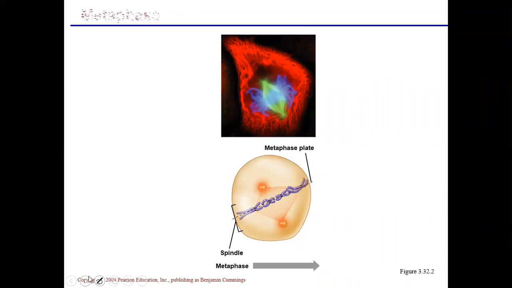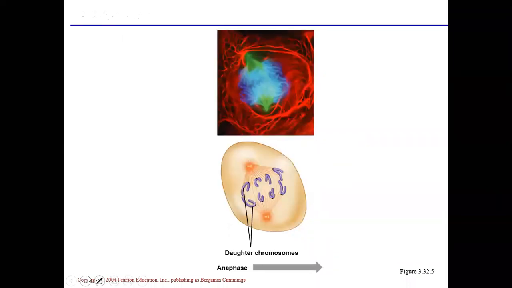The next phase is called metaphase. Metaphase means middle, and the chromosomes are lining up exactly in the middle of the cell. Next up is anaphase. In anaphase, the daughter chromosomes separate. They're identical to one another. Now they're going in opposite directions. Notice that the cell is elongated. Look how elongated it is. And these microtubules are pulling these daughter chromosomes. That's called anaphase.